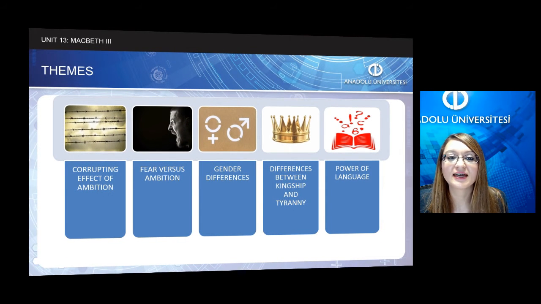Now let's have a look at the themes. The first theme is the corrupting effect of ambition. Macbeth at the beginning of the play is presented as a noble soldier. He is also a very brave man.